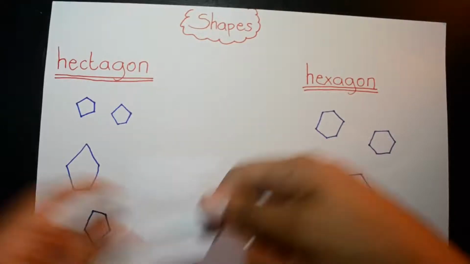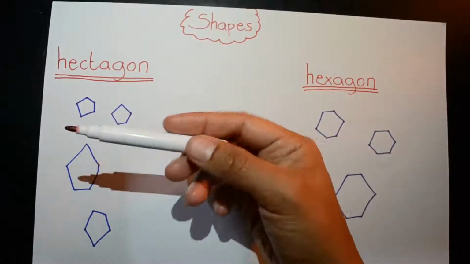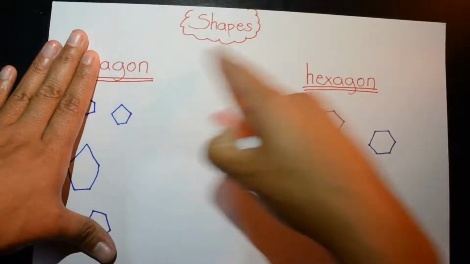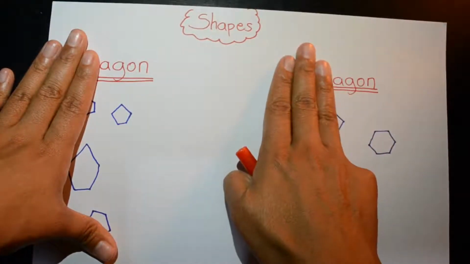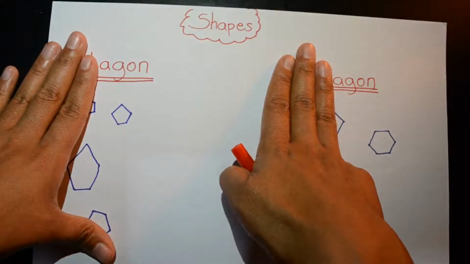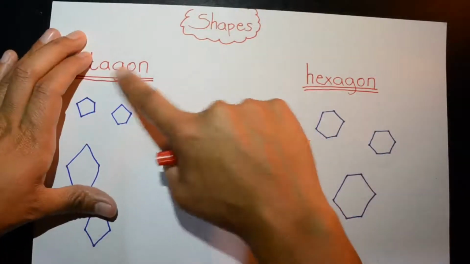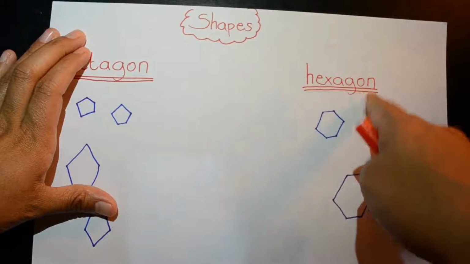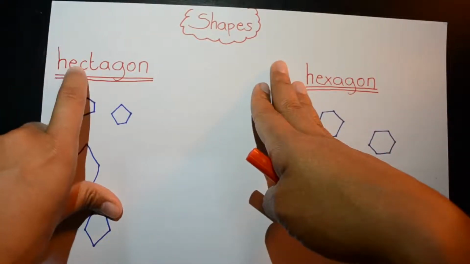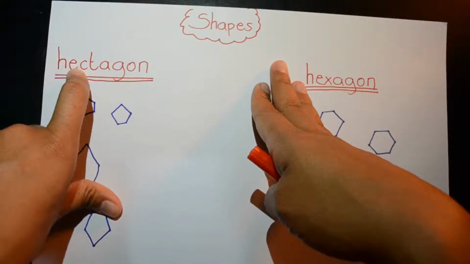So the hectagon, if you notice, when you say these words, they all have the agon at the end, and this one also has a gon, and the other ones also say heptagon, and then octagon, and nonagon, and decagon. So they all have this agon sound at the end. Okay. And the letters in front tell us what shape it is and how many sides it has.